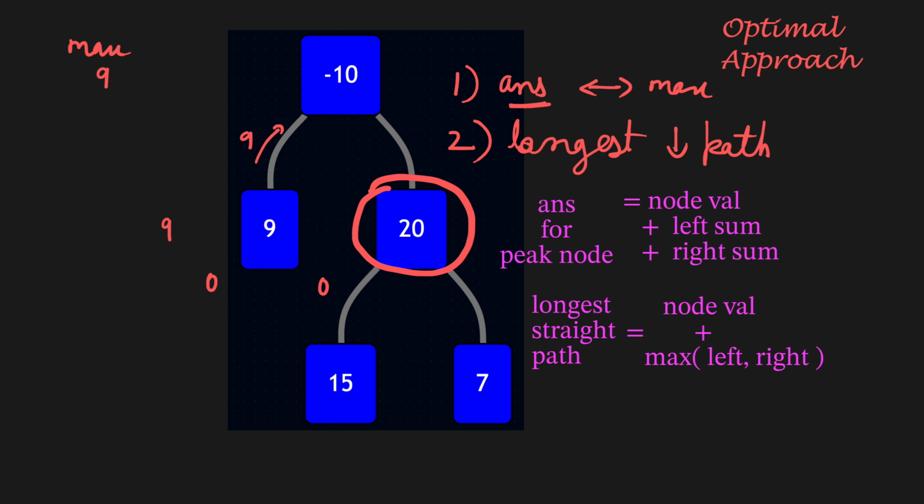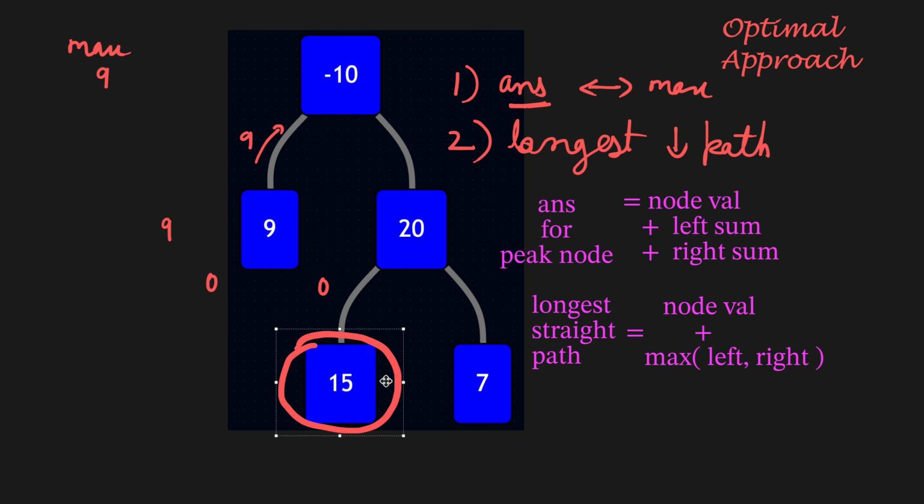And to calculate the longest downward path for it, we have to recurse down, say to the left child first, where we see node 15. And again, to calculate the longest downward path, we recurse down further, where both the left and right child for it are null. So we get 0 as left and right sum from both sides. And now for job 1, we calculate the answer, which will be 15 plus 0 plus 0 equal to 15. And since it is more than our current maximum path sum, we update the maximum to 15.